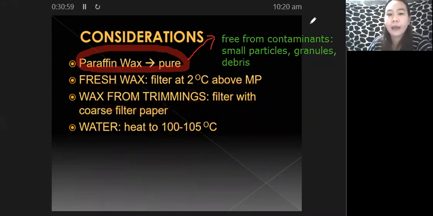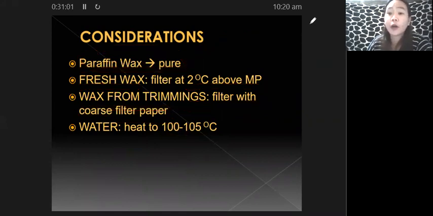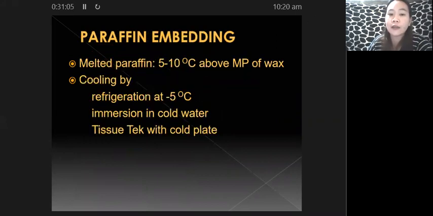After performing paraffin impregnation or infiltration, the next thing that you have to perform is paraffin embedding. So in paraffin embedding, yes, I will be showing a video for this.